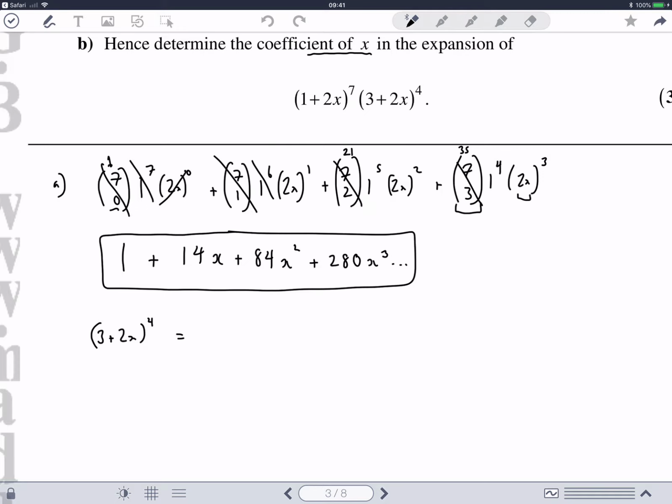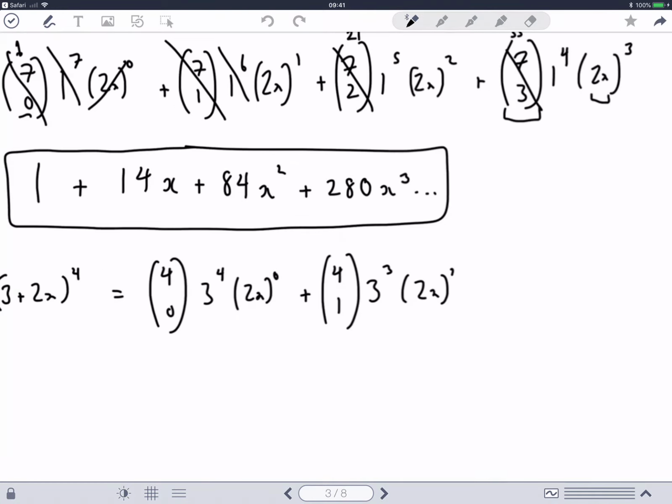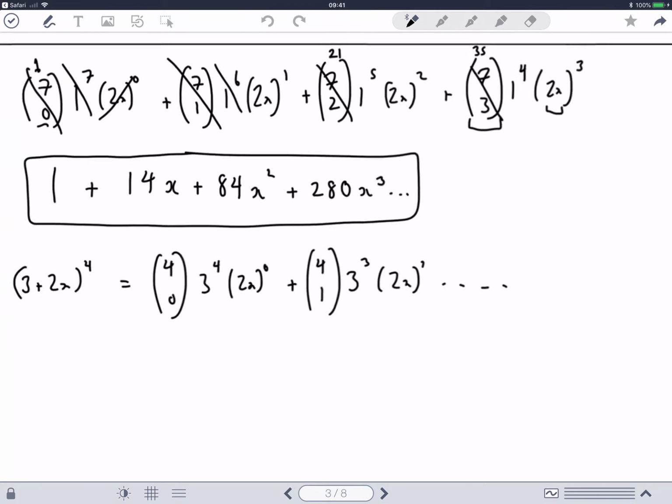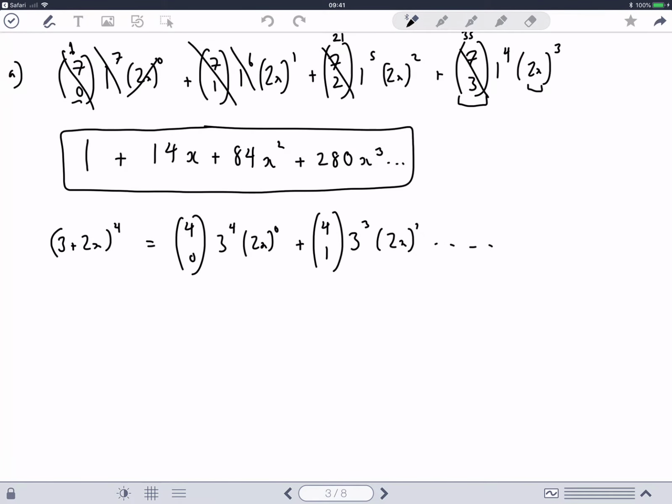So the first 2 terms are 4 choose 0 of 3 to the 4 times (2x)^0, and then 4 choose 1 of 3 to the 3 times (2x)^1. There are other terms, but we don't need to use them. So 4 choose 0 is 1. 3 to the 4, I believe, is 81, because that's 9 squared. So this is just going to be 81. And (2x)^0 is just 1.